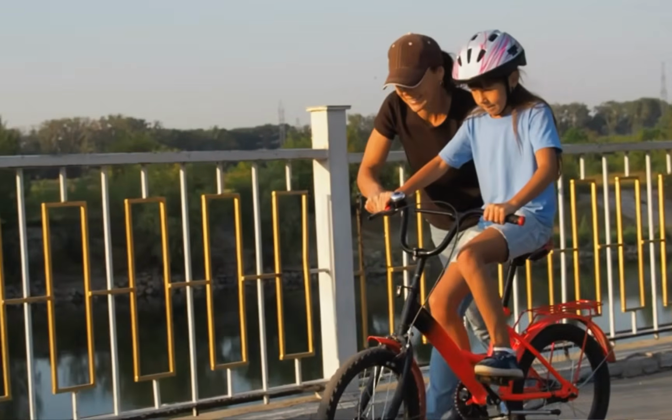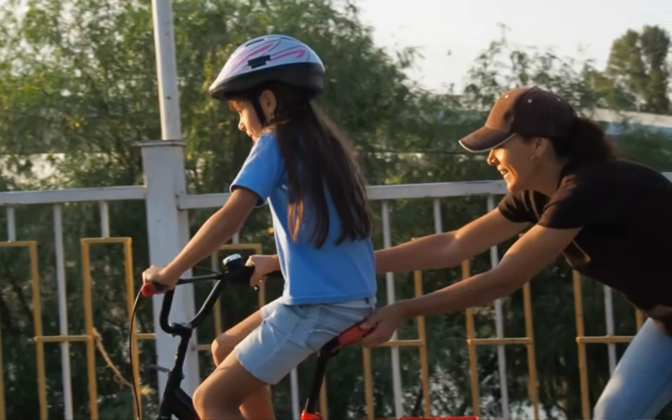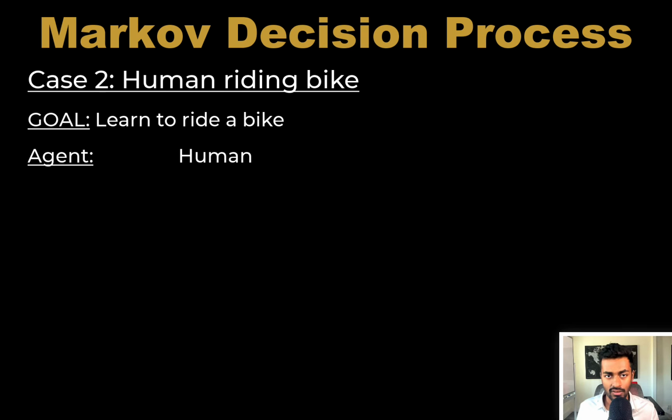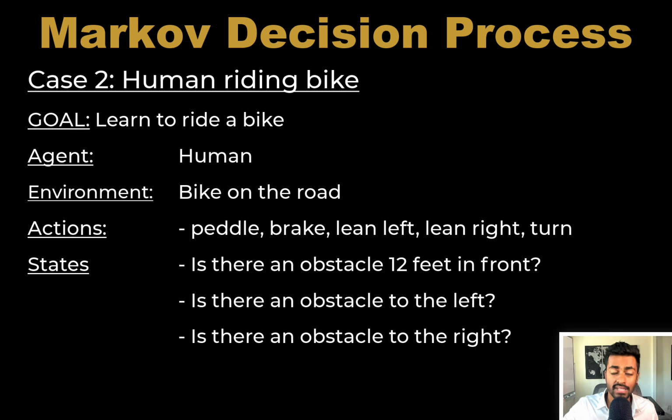For example, consider case 2 where a human is riding a bike and the goal here is to learn how to ride a bike. The agent is the human, the environment is the bike, which is on a road. The actions could be to pedal, to brake, lean left, lean right, turn left, or turn right, or continue straight. Now, the state is a snapshot of the human on the bike on the road. Is there an obstacle 12 feet forward, or immediately to the left and immediately to the right? It could also be the direction of our destination.